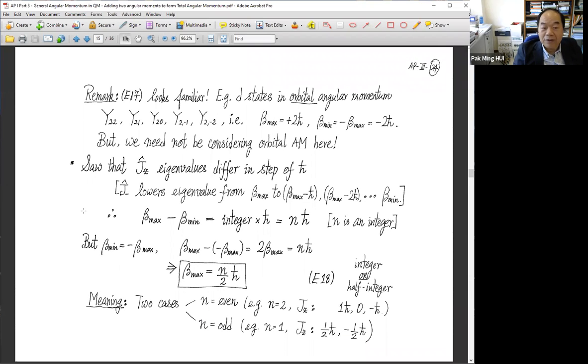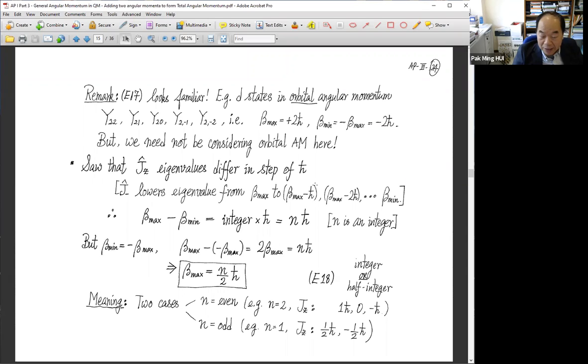So now, just to make sure that you haven't got lost, you have seen this. For example, in D states in atoms, you have L equals 2, thereby you have plus 2 h bar being the largest LZ to minus 2 h bar being the most negative Z component. But here, we are not entirely talking about orbital angular momentum, but general angular momentum. So let's get back to business.